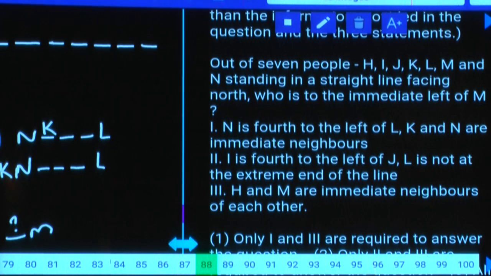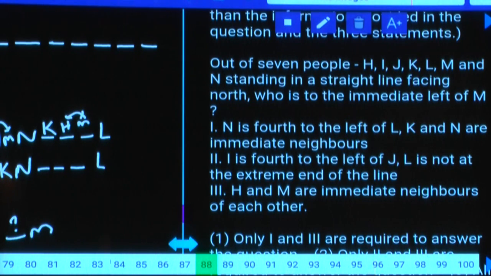Now H and M can be like this. Immediate neighbors means H can be here or M can be here, or H and M can be like this, or H and M can be like this, isn't it? Hence we can have different answers. Hence 1 and 3 is not sufficient at all.